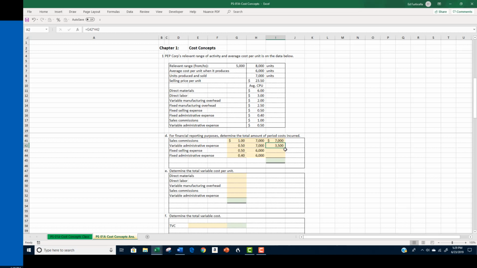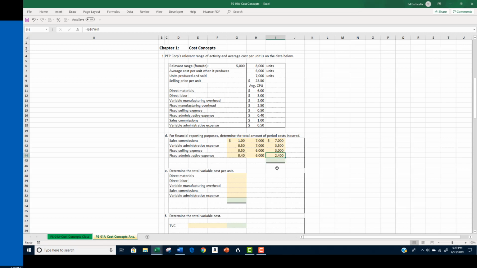The fixed costs are based on 6,000 units and not 7,000 units. Again, because fixed costs do not change with the level of activity. The fixed selling expense is 50 cents times 6,000 units or $3,000, while the fixed administrative expense is 40 cents times 6,000 units or $2,400. Total fixed SG&A costs are $5,400, the $3,000 plus the $2,400.